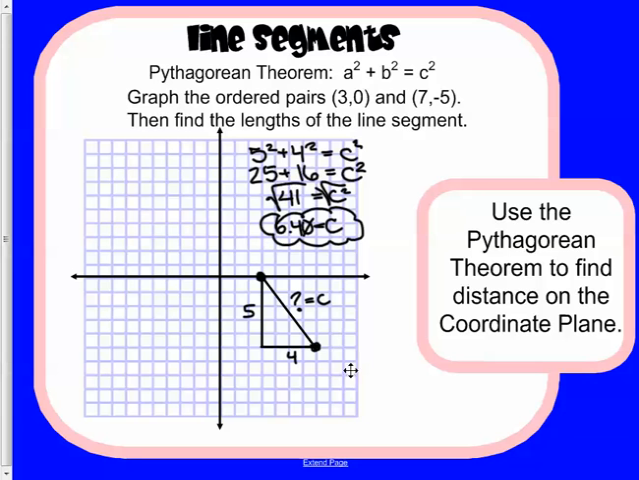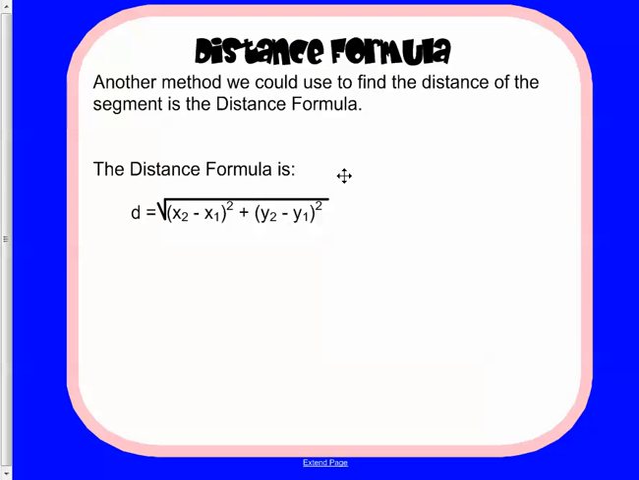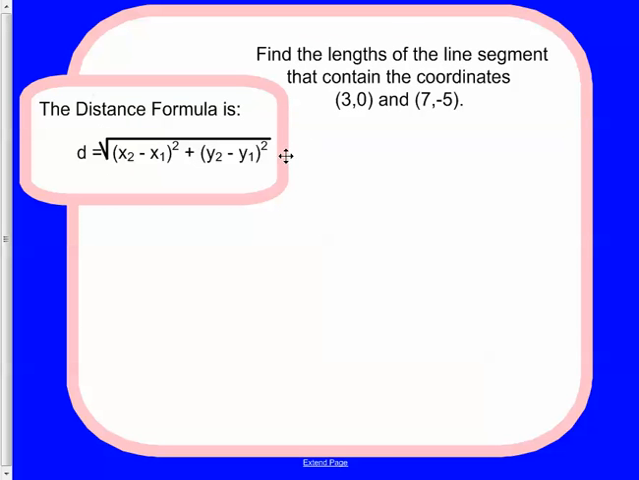What if we don't have graph paper? Sometimes that's inconvenient. We're going to look at the distance formula to help us with this. So take a second and copy down this formula for me in your notebook. Title it Distance Formula. This formula is going to allow you to find the distance between 2 points without having to graph it. So we're going to take the distance formula, as you see here, and we are going to plug in our 2 points.